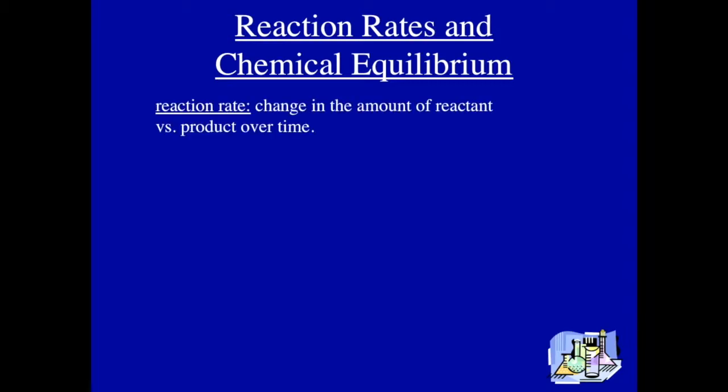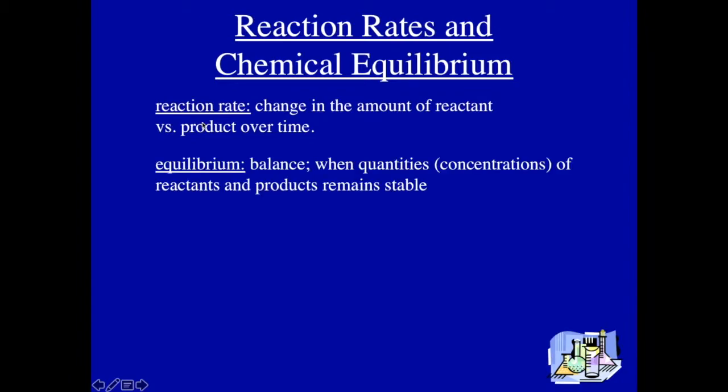For this particular presentation, you need to be aware of a couple of terms that I'll use a lot. Reaction rate is the change in the amount of any reactant versus the product over time. So as reactant turns into product, you're going to use that to determine a reaction rate. Equilibrium is when you have a reaction that is in balance. So you will have reactants that will turn into products. You do also have products that decompose into reactants. We'll get a lot more into reversible reactions very soon.